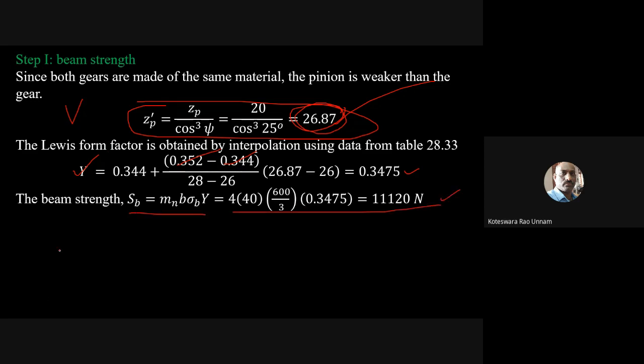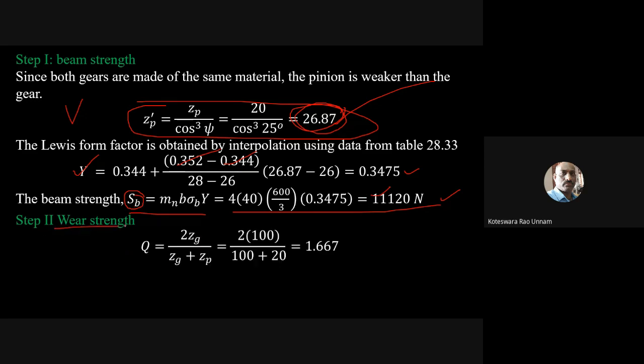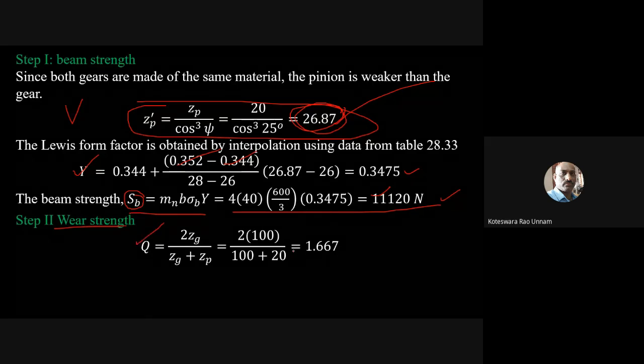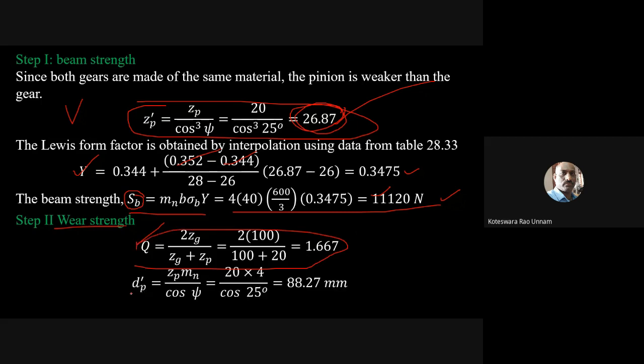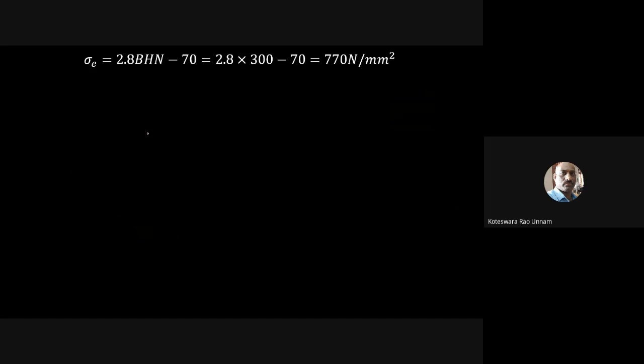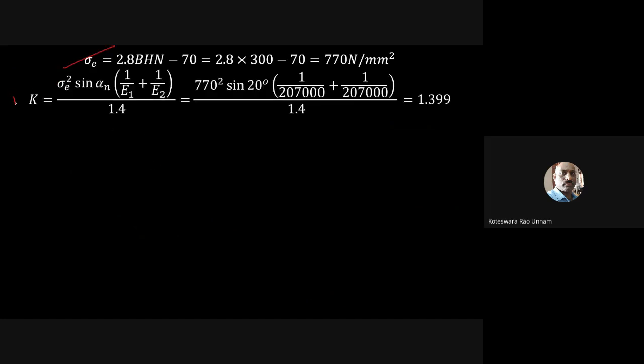Once I calculate the beam strength, I will also calculate the wear strength, and compare beam strength and wear strength. Whichever is the lowest is going to be the criterion for failure. In this case, we got the wear strength as the lower value compared to the beam strength. Therefore, wear strength is the criterion. To calculate that wear strength, you require Q and K. This is the formula for Q, which uses dP dash, and K is calculated from the formula given in the data book. You need to use these two formulas to calculate K.